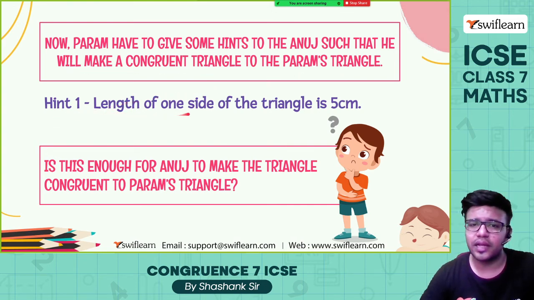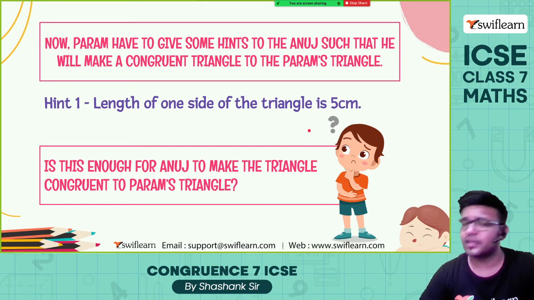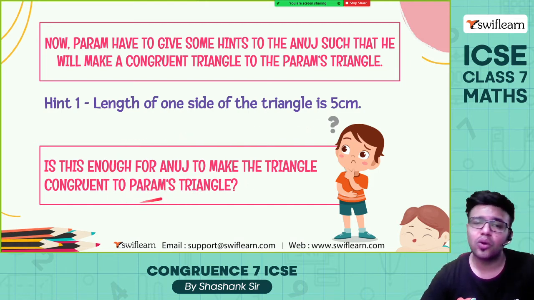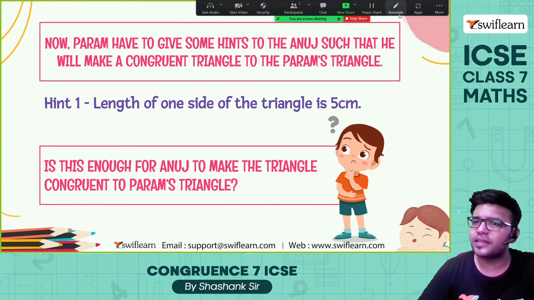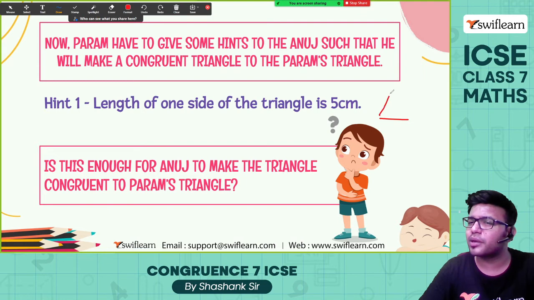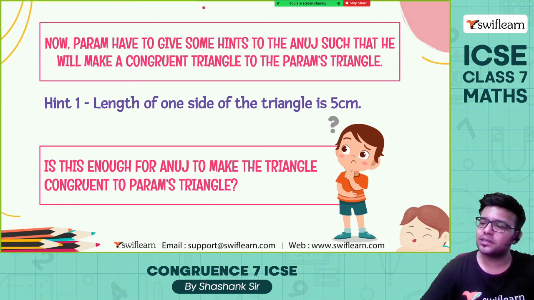Hint: the length of one side of the triangle is 5 centimeters. Is this enough for Anuj to make the triangle congruent to Param's triangle? No. If he is given one length, 5 centimeters, the other lengths can be anything, right? So that won't help us.